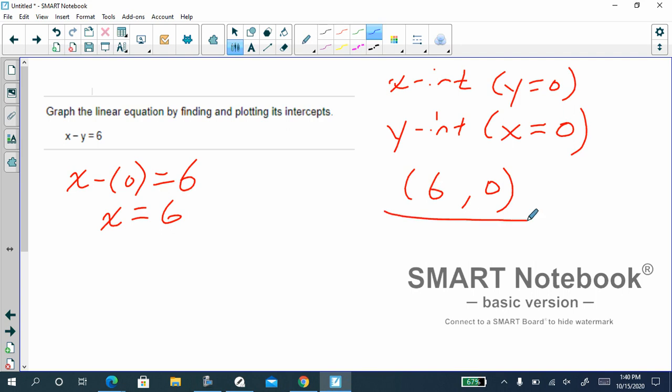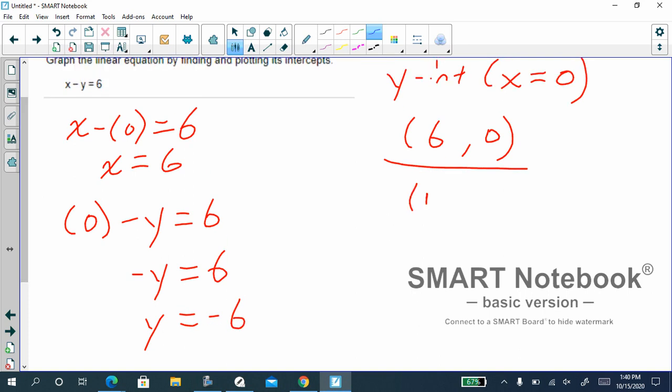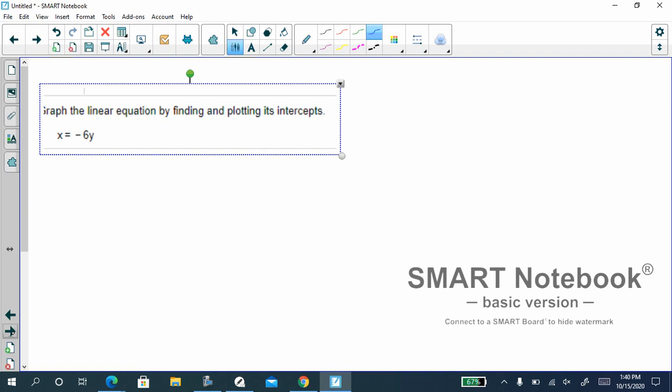And then for the y-intercept, we would put a 0 in for x. So we get minus y equals 6. If we ever have minus a variable and we want the actual variable, we just take the opposite of both sides. So if x is 0, the y value is negative 6. So that's the y-intercept. So we can graph that.